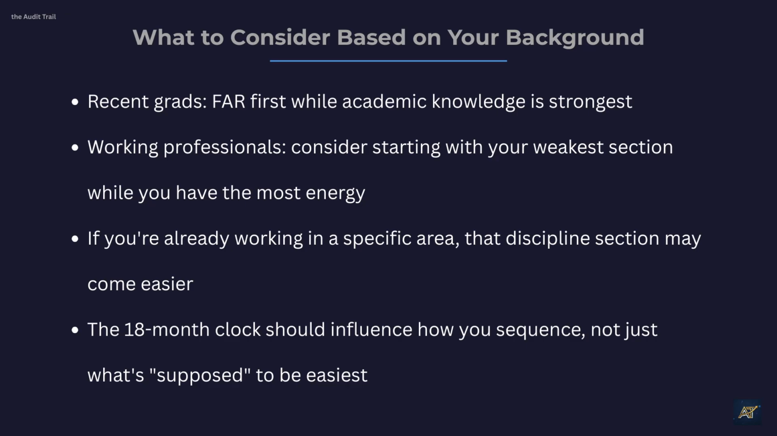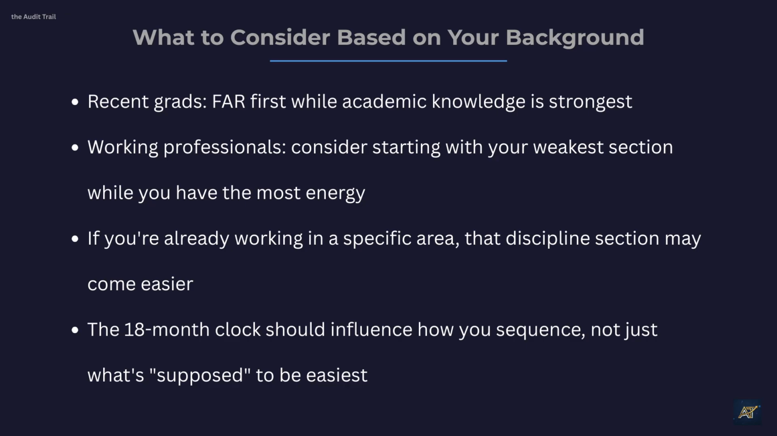That said, the right order for you depends somewhat on your specific situation. If you're a recent grad, starting with FAR while your academic knowledge is strongest makes a lot of sense. You're closer to the material than you'll ever be again. If you're already working full-time while studying, some people prefer starting with their weakest section first, while they still have the most energy and flexibility in their schedule to dedicate extra time to it. If you're already working in a specific area, say tax or a specialization that maps to one of the discipline sections, that section may come more naturally to you and could make sense earlier rather than saving it for last.